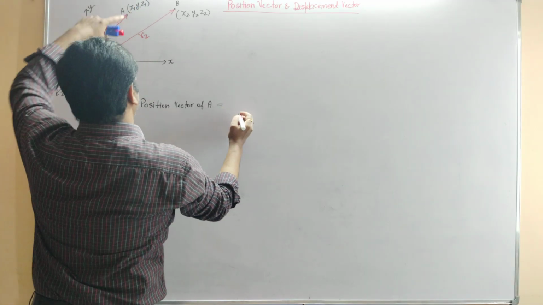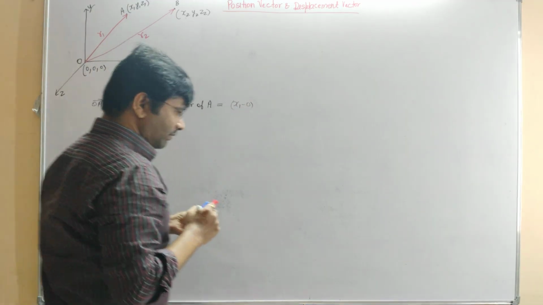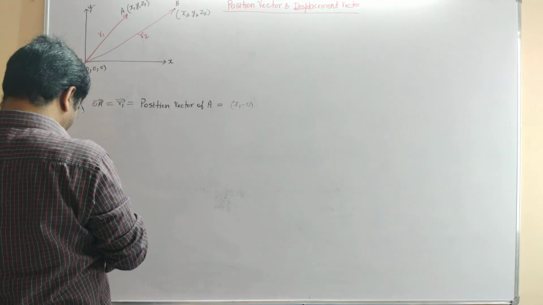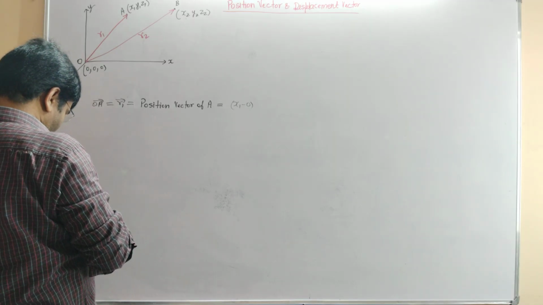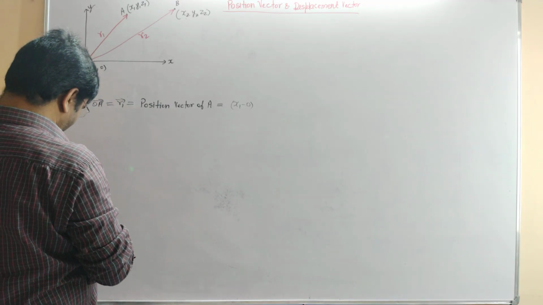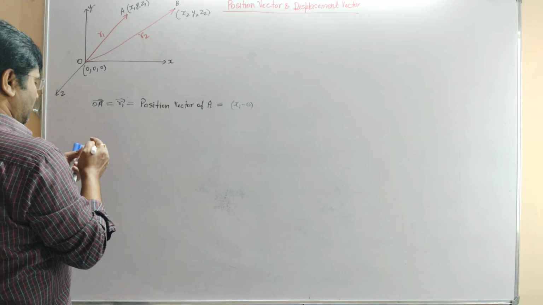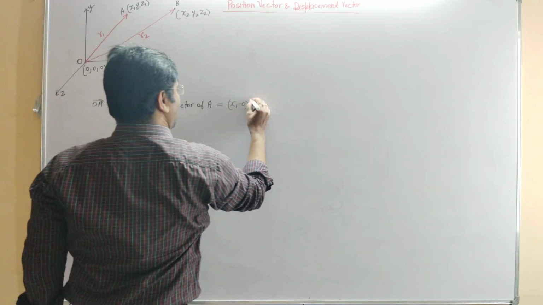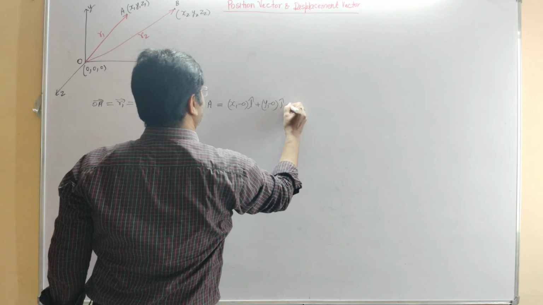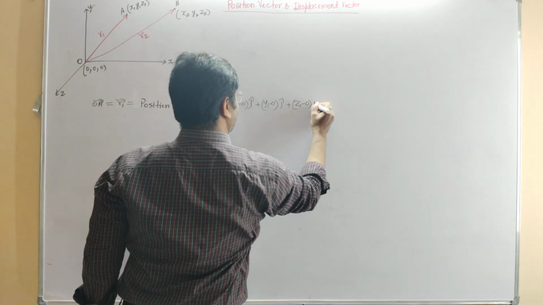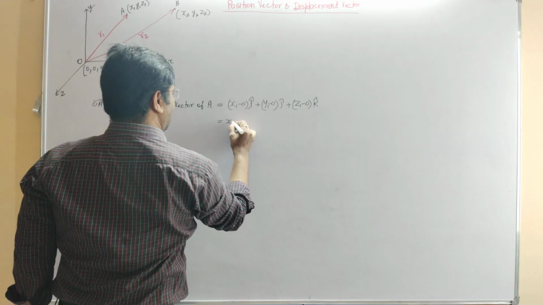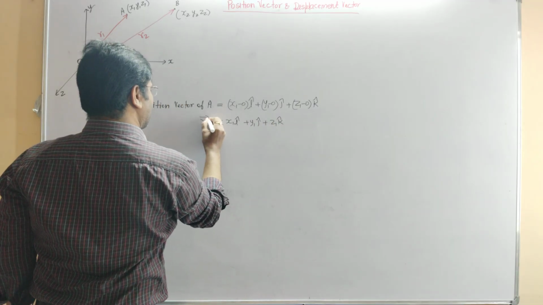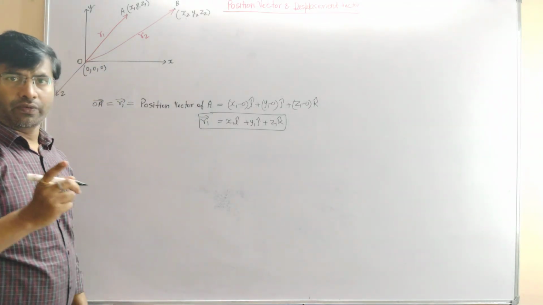So we can write here this vector. First, this is x1 minus 0, I cap, plus y1 minus 0, j cap, plus z1 minus 0, k cap. So this value will be x1 I cap plus y1 j cap plus z1 k cap. So this is vector r1. This r1 vector represents the position vector of A with respect to origin.